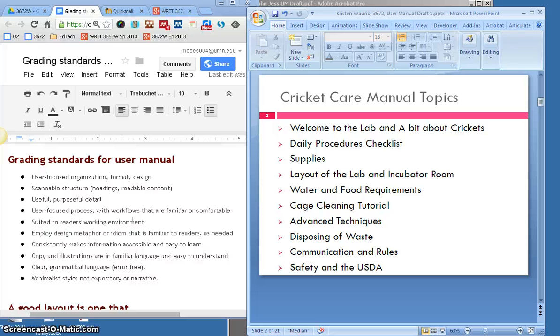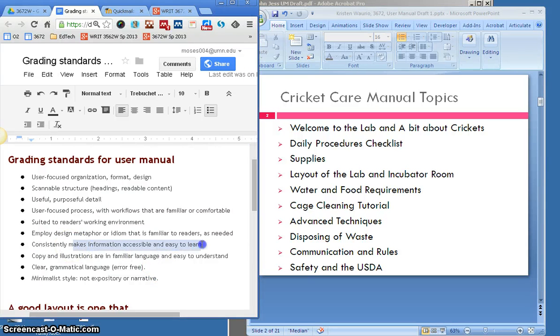User-focused process, I'm seeing a little bit of confusion in the process orientation, which is to say I can't tell whether those colored boxes are about captioning the imagery or somehow detailing a workflow or an order of events. Are they numbered steps? That could use some attention. Suited to the reader's working environment, I think absolutely. A design metaphor or idiom, not really, but it's not necessary either. It's just good, solid content.